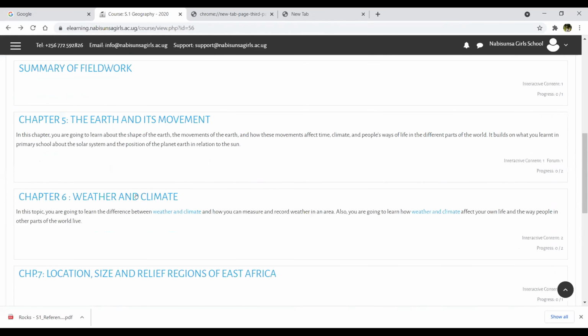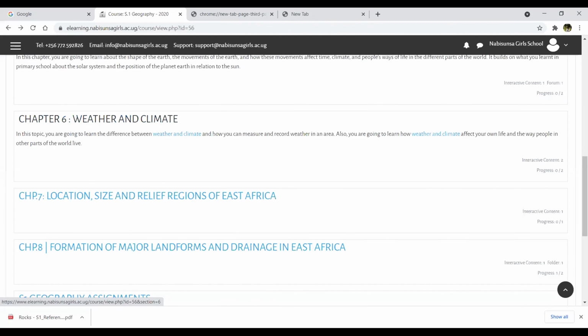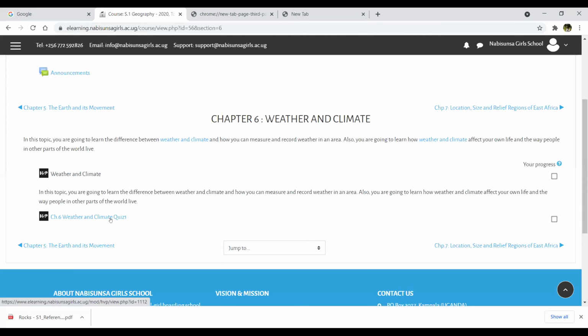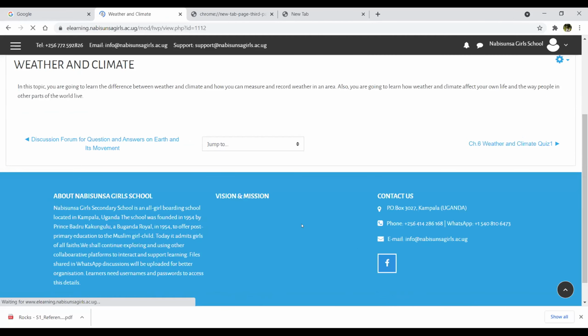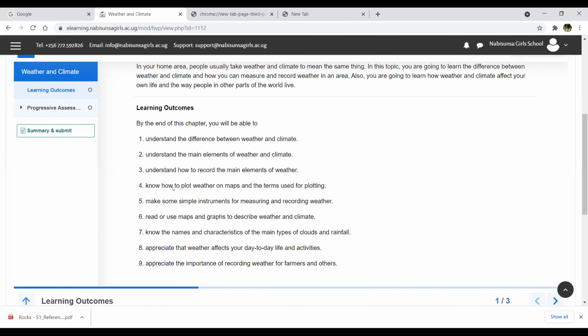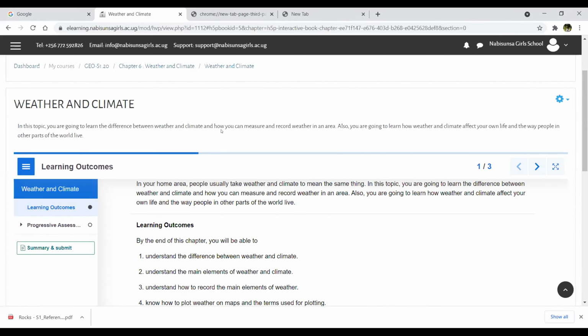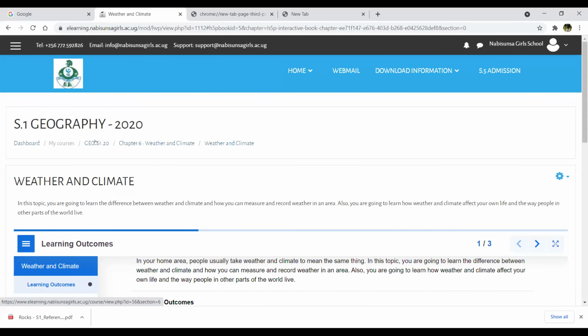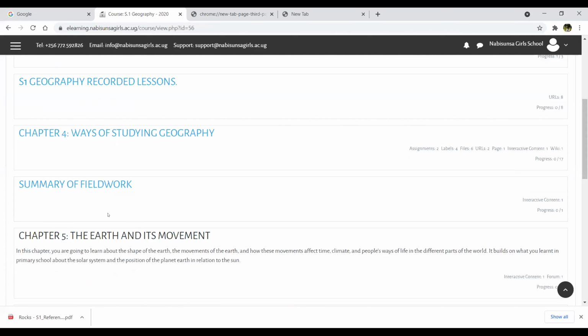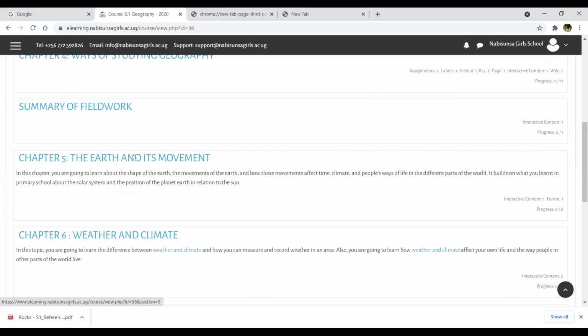Next, chapter 6, weather and climate. I click weather and climate. What is there? There is weather and climate here, and then there is a quiz. This thing is opening things which I don't understand. Okay, there is a quiz. For weather and climate, there are also notes and activities. They are there, but not very detailed. That one I had not given a lot of emphasis on this particular platform. I go back. You see, it was weather and climate.